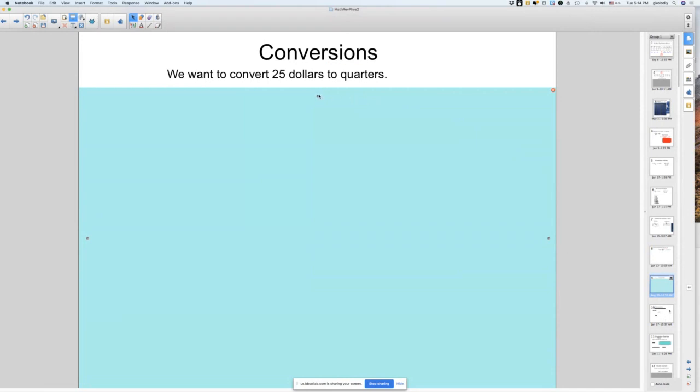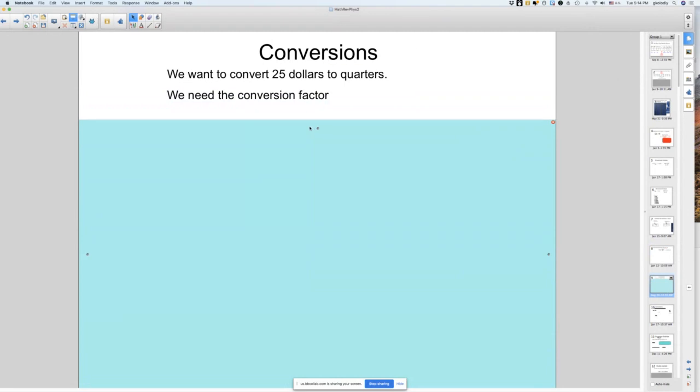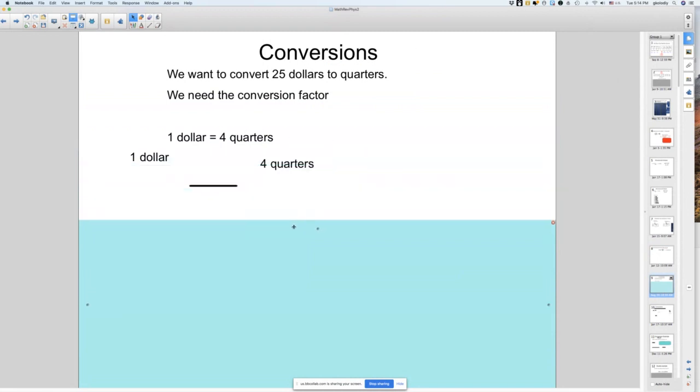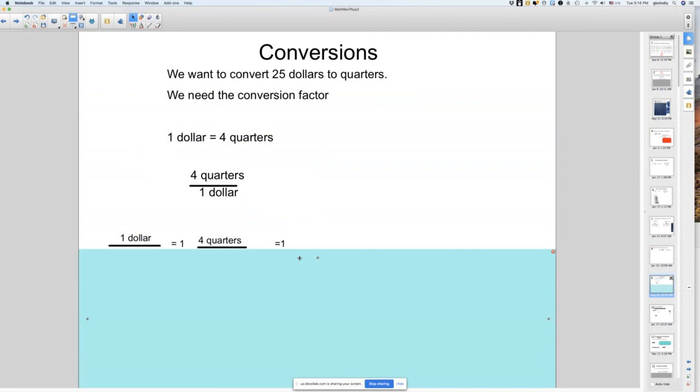Say you want to convert dollars to quarters. We need a conversion factor. I'm choosing an easy one on purpose. We know that $1 is 4 quarters. This is the conversion factor. So we know that if we form a fraction of $1 over 4 quarters, this is 1. Or we can do it the other way around. This is also 1. So each of these is 1.